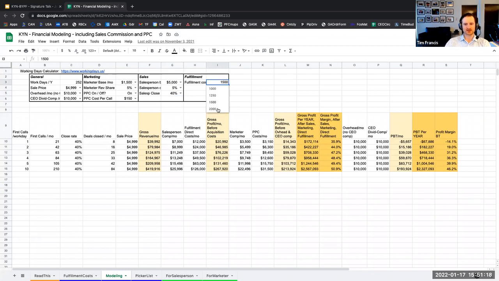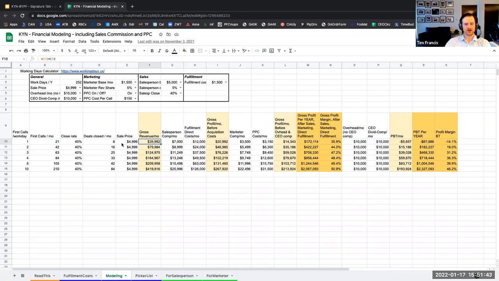Now, each of these, you can manipulate the numbers, right? So now I can run different scenarios. With these scenarios that you see right here, if we're generating one call per workday, that means we have 21 calls per month. Our salesperson is closing at 40%. Remember, we selected that right here. That means 8 deals closed per month at $49.99, which we selected right here.